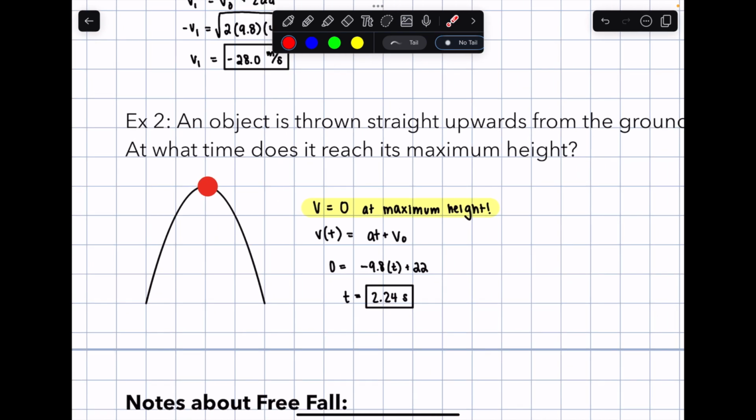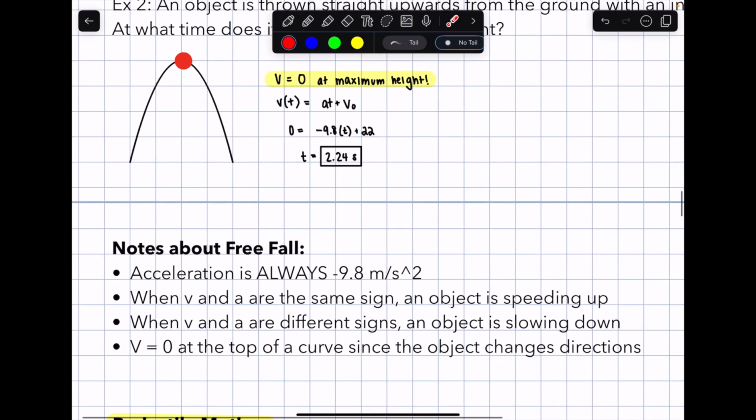Again, acceleration in freefall is always going to be negative 9.8 meters per second squared. And that's something that you should always keep in mind. Another thing is when velocity and acceleration are the same sign, which means if they're both positive or both negative, an object is going to be speeding up. And if they're different signs, the object will be slowing down. Now, this is really important just to make sure you're on the right track when you're solving problems and to make sure your answers actually make sense.